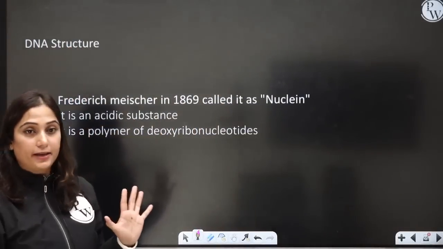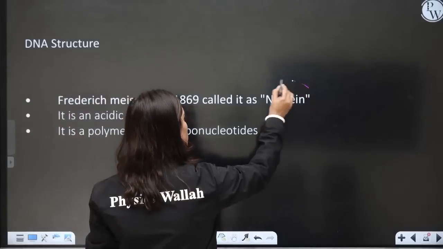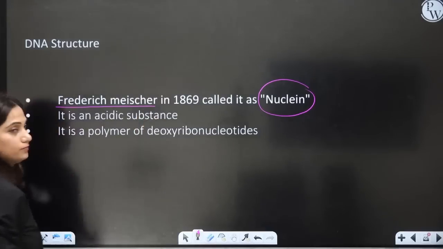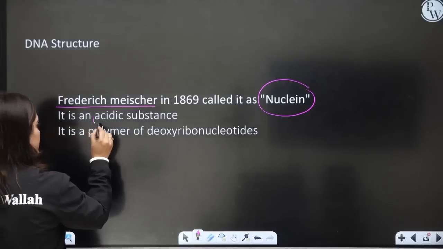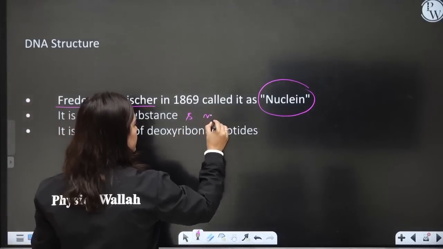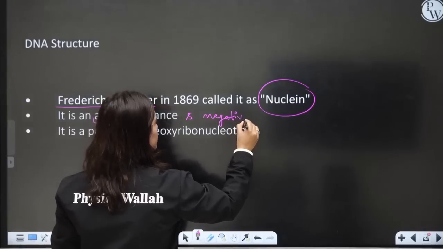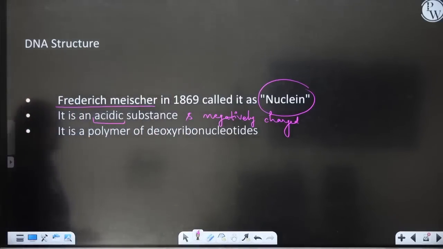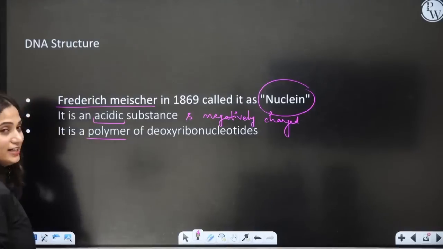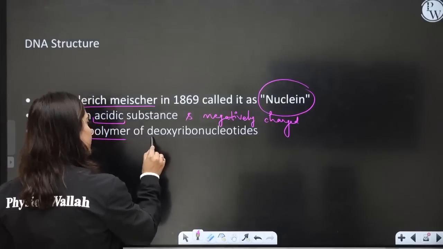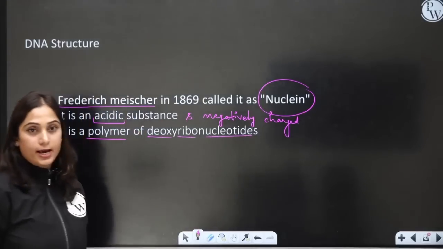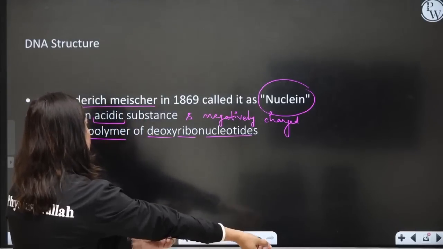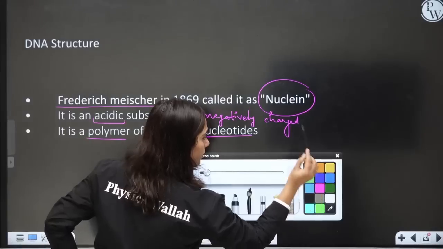As you all know, DNA was first termed as nuclein. It was first termed as nuclein by the scientist Friedrich Miescher. And we know that DNA is an acidic substance and it is negatively charged. Okay? DNA is a polymer, and it is a polymer of repeating units, that is deoxyribonucleotides. And what are they? Let's discuss. Let's change the color, make it more colorful.